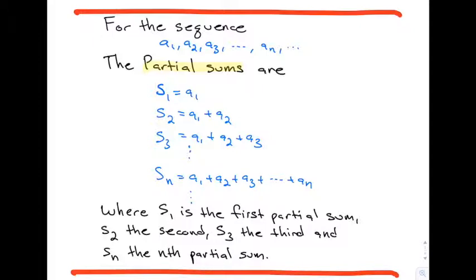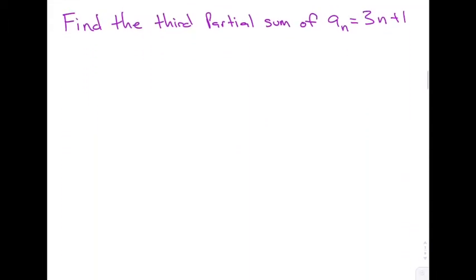For the sequence A1, A2, A3, all the way up to AN, the partial sums are S sub 1 equals A1, so the first partial sum is just A1. The second partial sum is A1 plus A2. The third, A1 plus A2 plus A3, all the way up to the nth partial sum, which will be A1 plus A2 plus A3, all the way up to adding AN. So again, S1 is the first partial sum, S2 is the second, S3 is the third, and S sub n is the nth partial sum.